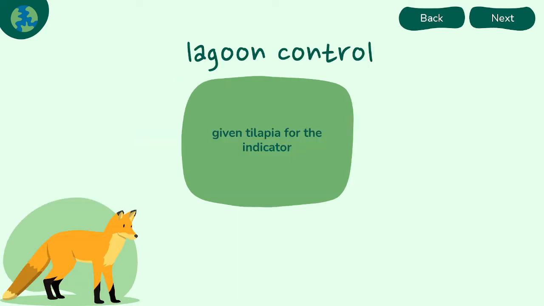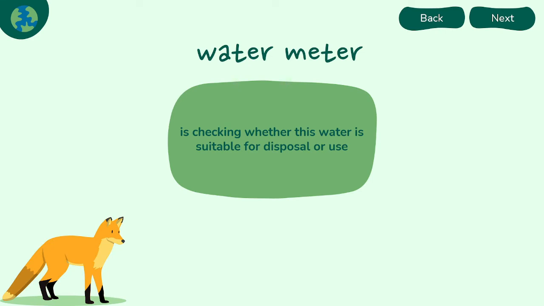Next, control. Tilapia are given as an indicator. Water meter. A water meter is for checking the water, to see whether this water is suitable for disposal or use.